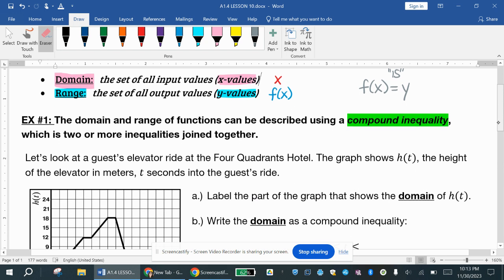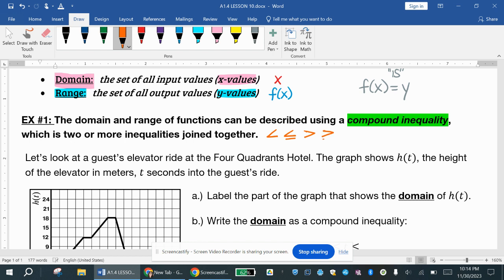All right, let's take a look at the first example. The domain and range of functions can be described using a compound inequality, which is two or more inequalities joined together. So think back to inequalities. They were these symbols, right? We reviewed them in the previous chapter. Those are inequalities. So a compound inequality just takes two of those and puts them together.